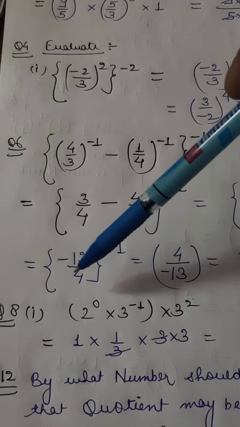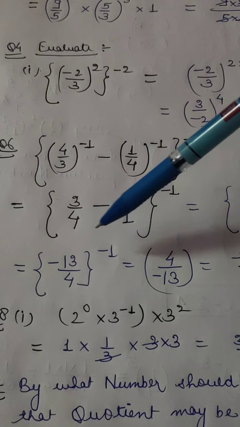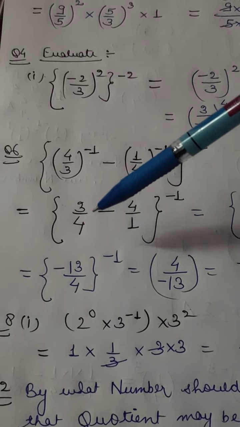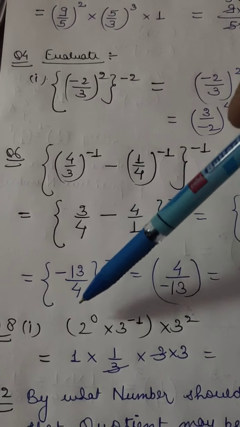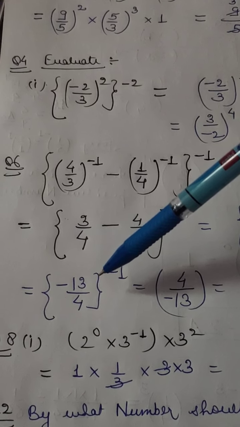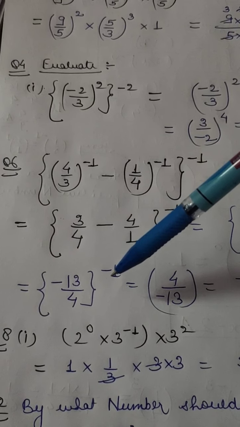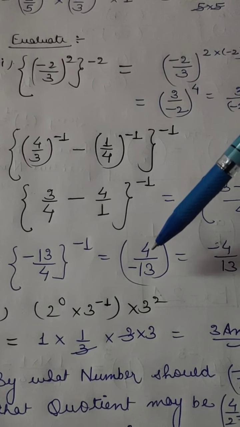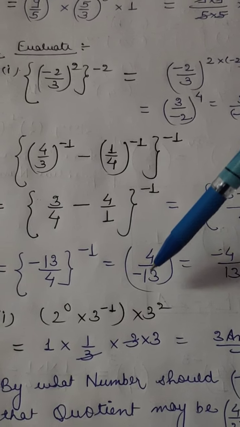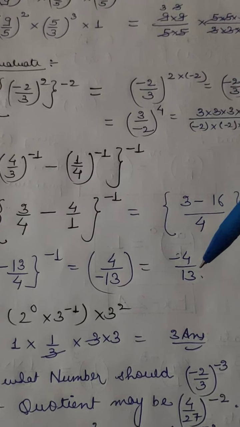So after taking this, we have taken the LCM of 4 and 1. The LCM of 4 and 1 is 4, and we will get minus 13 by 4 as the result, and it is raised to the power minus 1. In order to make this power positive, we have to take the reciprocal by using laws of exponents. 4 by minus 13 is the required answer.